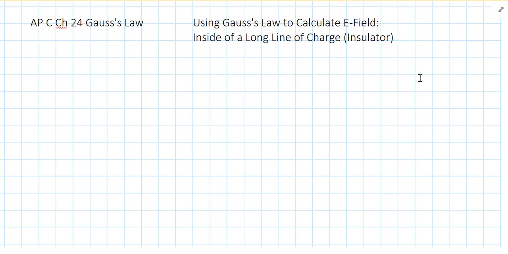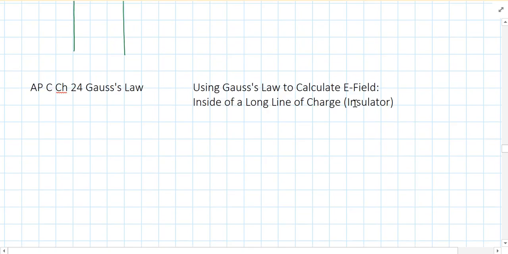Hey folks, we got another example of using Gauss's law to calculate the electric field. This time we're going to look inside a long line of charge, an insulator, like imagine a plastic cylinder or something like that. Now I'll make a note on the previous example that we did.